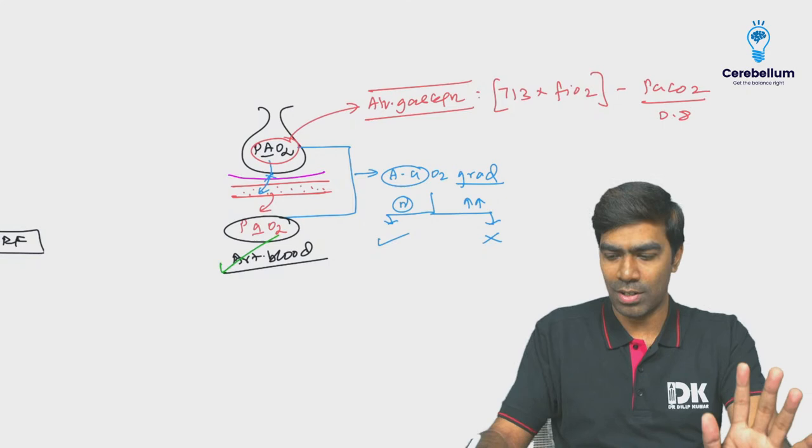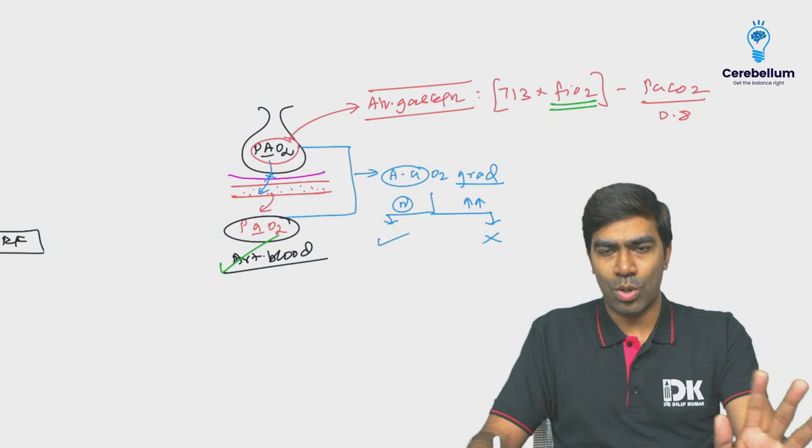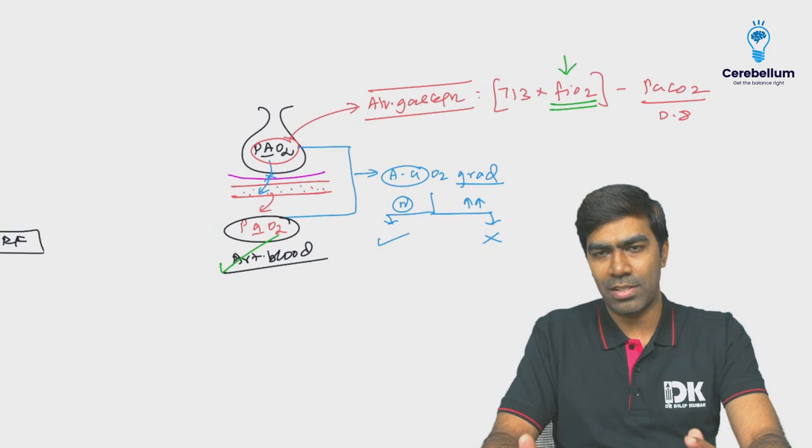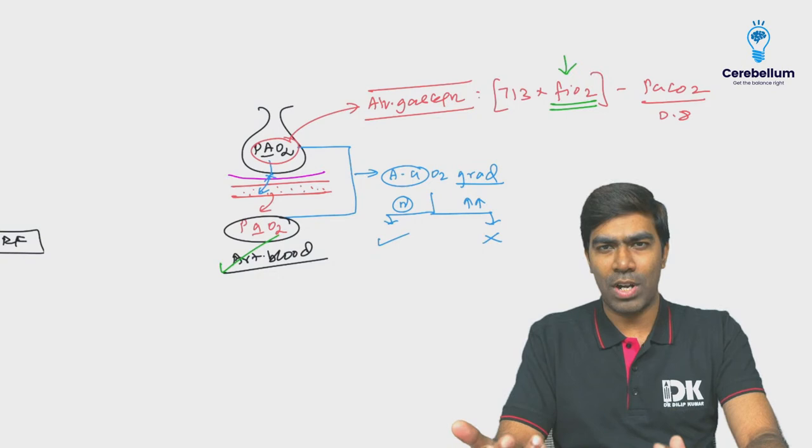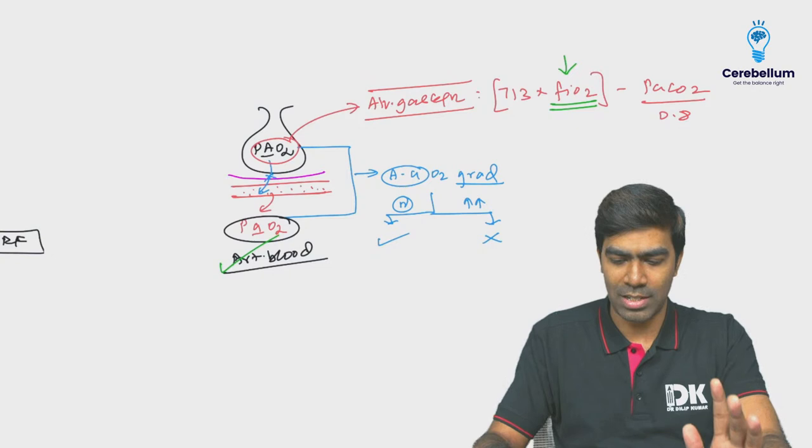FiO2, you know, depends on the device. For example, if I'm receiving an NRBM, it's going to be like 60 to 85%. With a Venturi, definitely you'll know the FiO2. A face mask, you can calculate around 35 to 50%. Nasal prongs, it's going to be somewhere around 24 to 44%. Depending on the oxygen flow, you can say what fraction of inspired oxygen the patient is getting. That's easily understandable. PaCO2, you know already, right?